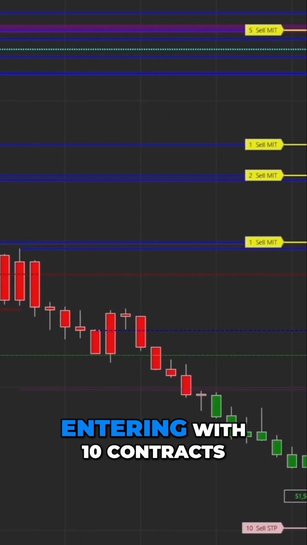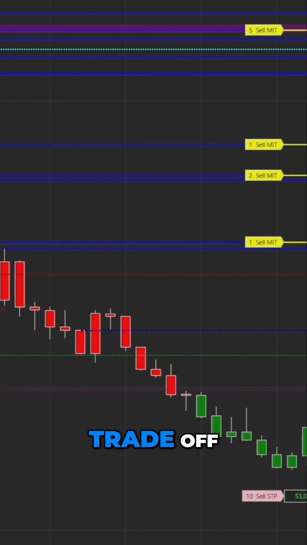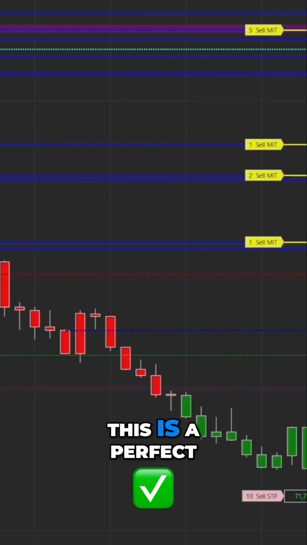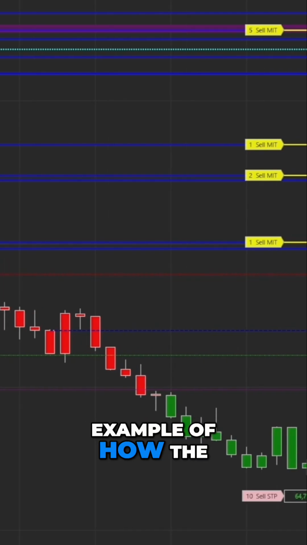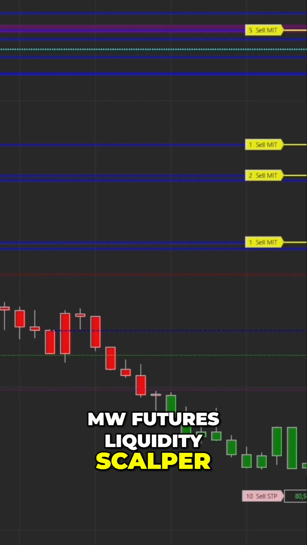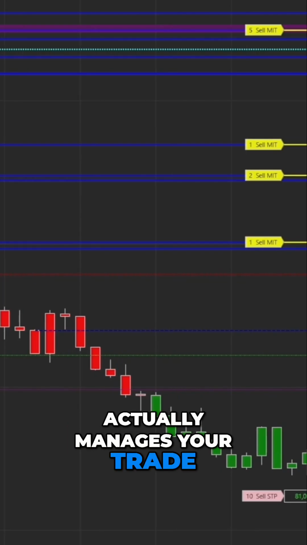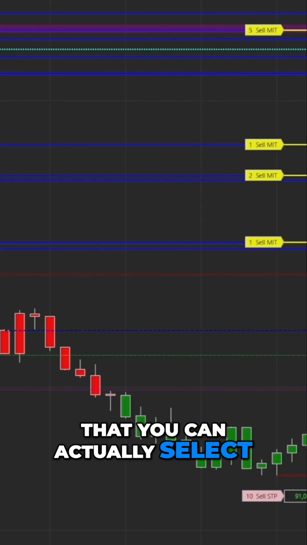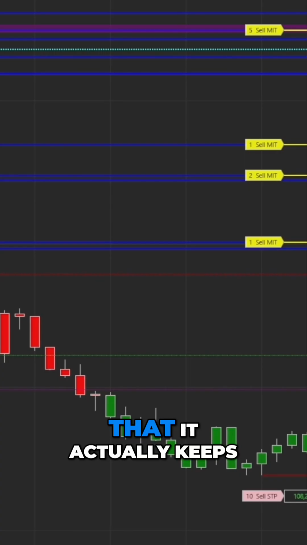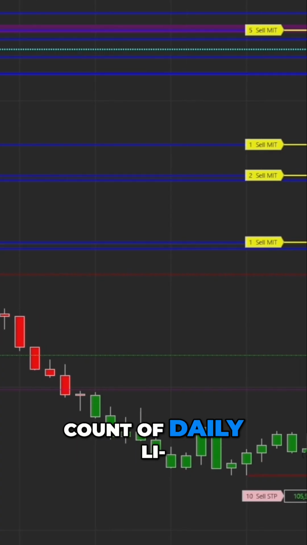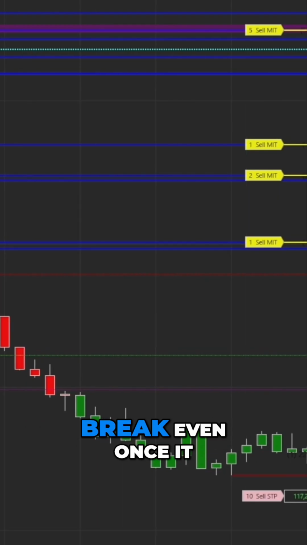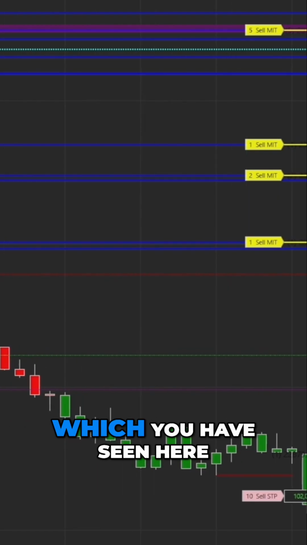You see the scalper entering with 10 contracts and taking the first trade off and eventually going to break even. This is a perfect example of how the MW Futures Liquidity Scalper actually manages your trade with a solid model. This is the preset model of 15 minutes that you can actually select. It will make sure that it keeps count of the liquidity pools throughout the day, and it will go to break even once it closes above the first profit target, what you have seen here.